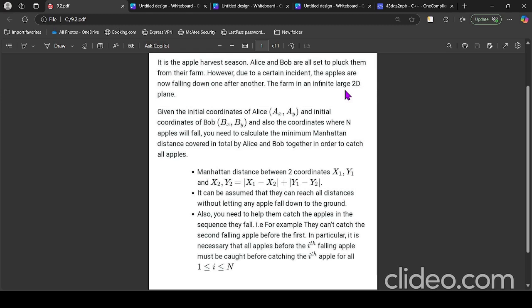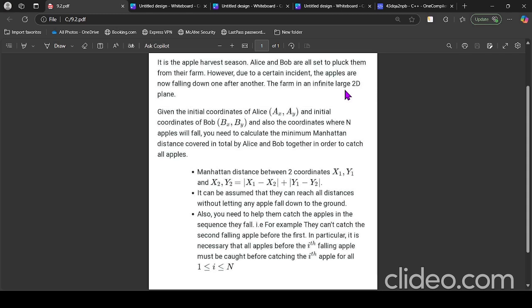Given the initial coordinates of Alice and Bob, and also the coordinates where n apples will fall, you need to calculate the minimum Manhattan distance covered in total by Alice and Bob together in order to catch all the apples. The Manhattan distance between two coordinates is the sum of the absolute difference of the x coordinates plus the absolute difference of the y coordinates. It can be assumed that they can reach all distances without letting any apple fall to the ground.